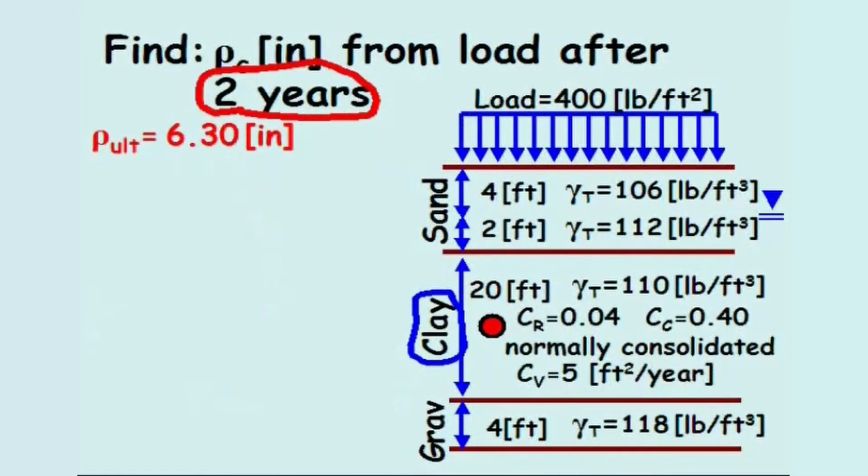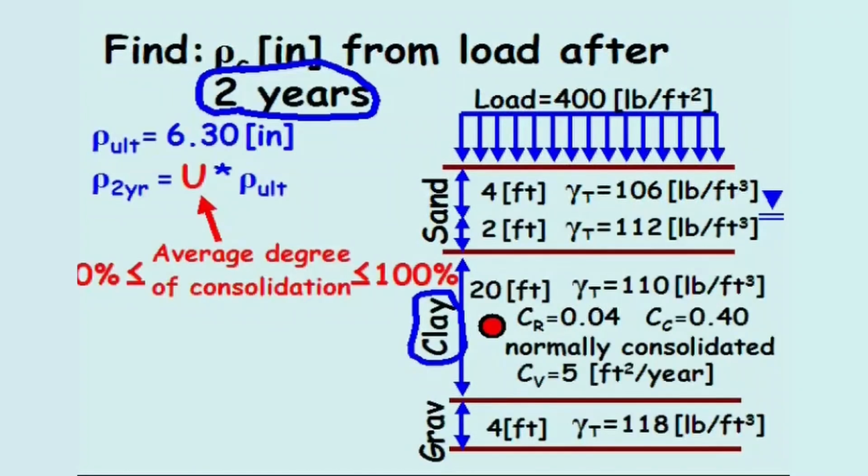However, in this problem, we're asked to find the consolidation settlement after 2 years. So, we already know the answer is between 0 and 6.30 inches. The consolidation settlement after a certain time equals the ultimate consolidation times the percent of consolidation which has already occurred, U. We'll call this U value the average degree of consolidation, which ranges from 0 to 100%.